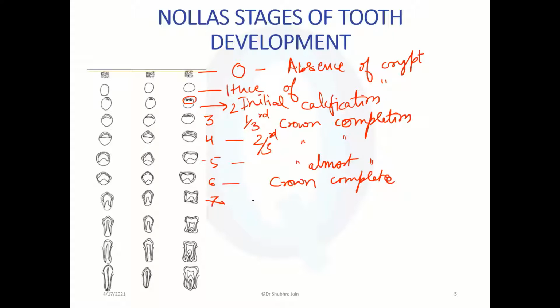7, 1/3 root completion. 8, 2/3 root completion. Root complete. Okay, so these are the stages you need to remember. You should know how to see this in a radiograph as well.